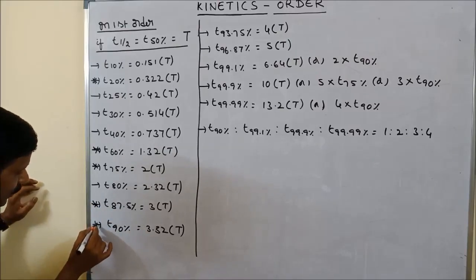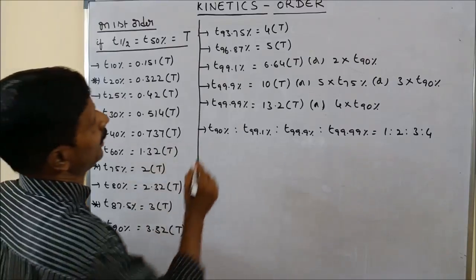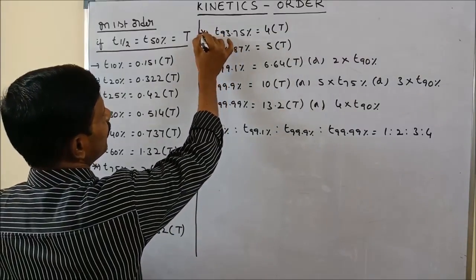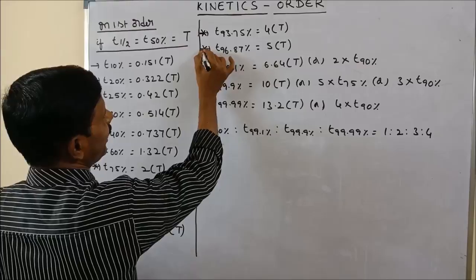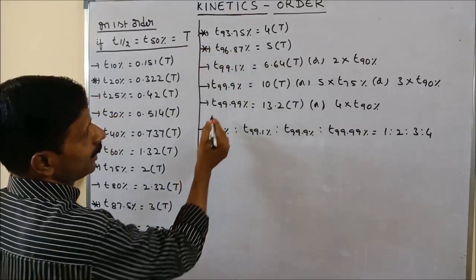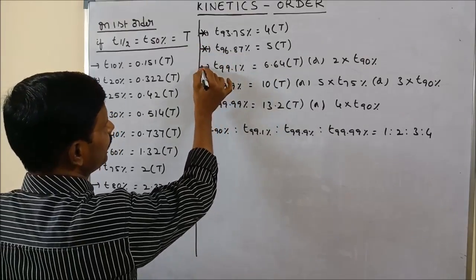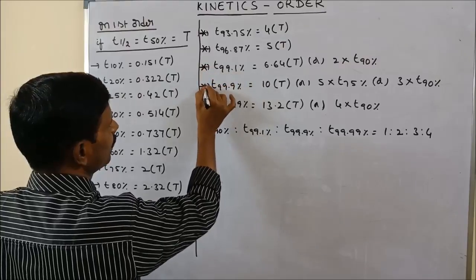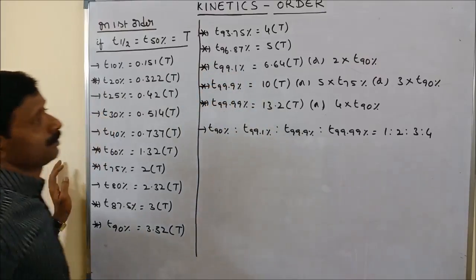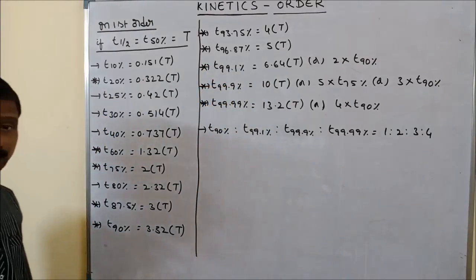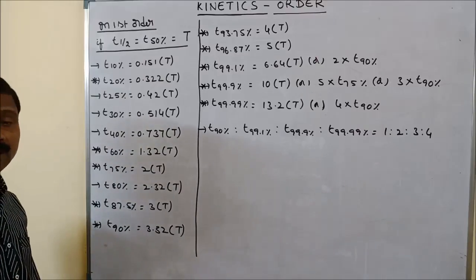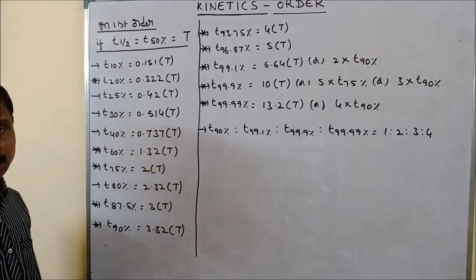87.5, 90 and 93 and 96. Okay, and these are common relations, these three. So try to remember those values, and automatically you will get the answer within a fraction of seconds.